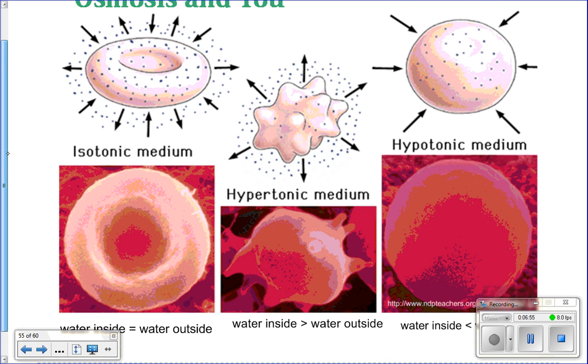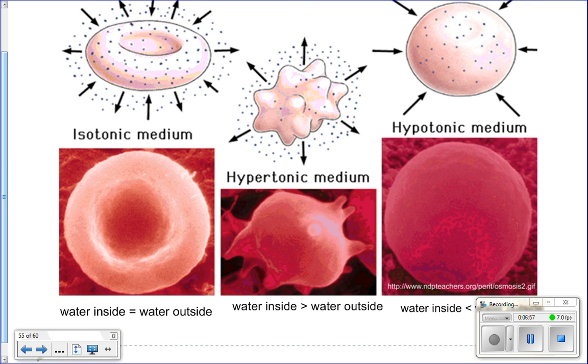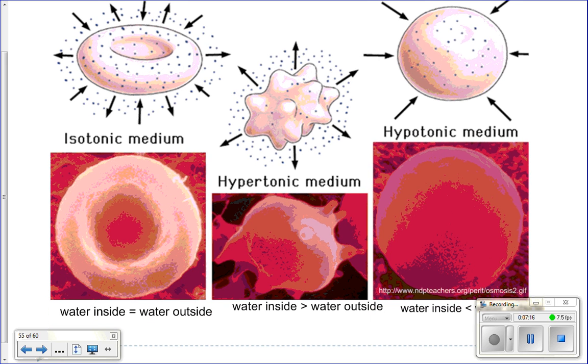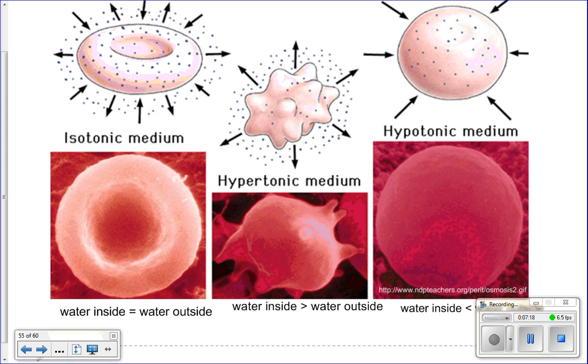If you were to become dehydrated, and not drink enough water, you are going to have more salt outside of the cell than inside of your red blood cell. And your red blood cell is going to try and give up water to the surrounding fluid of your blood to try and get to equilibrium. And so that red blood cell is basically going to shrivel up, which you can see in the picture.